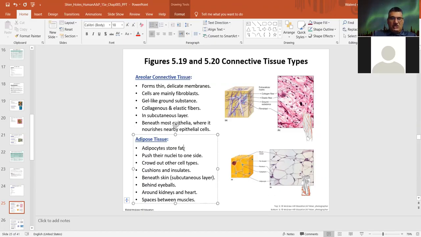For adipose tissue, this is the adipose. Adipose, adipo means fat. So adipose tissue, this is the fat, the tissues that store fats. Like the fat under your skin is adipose tissue, for example.